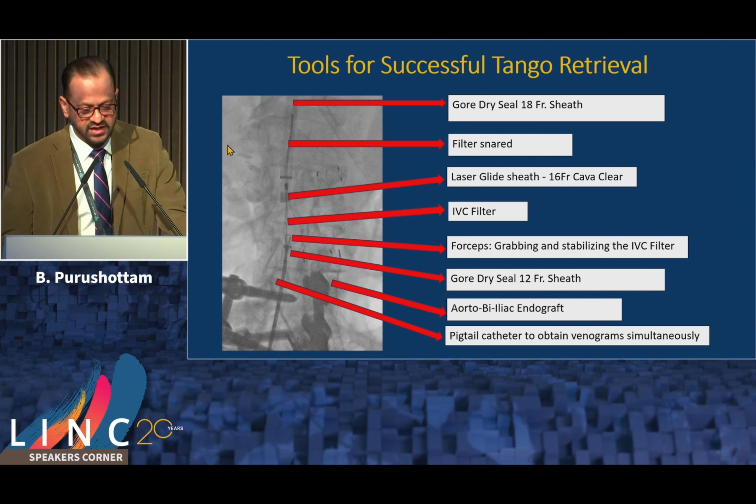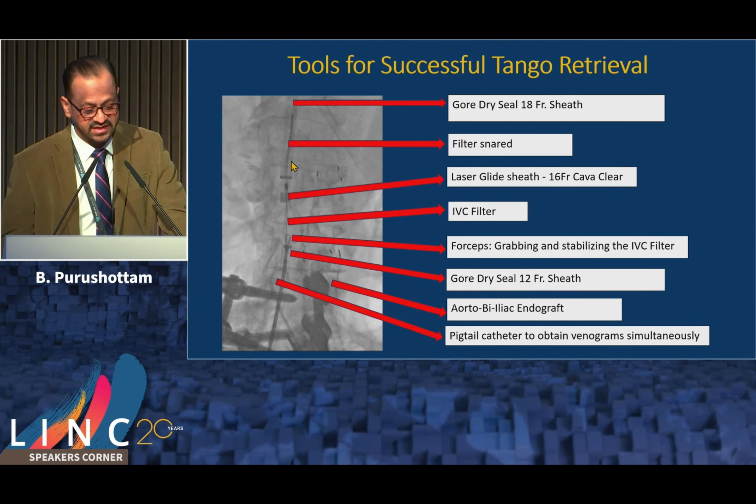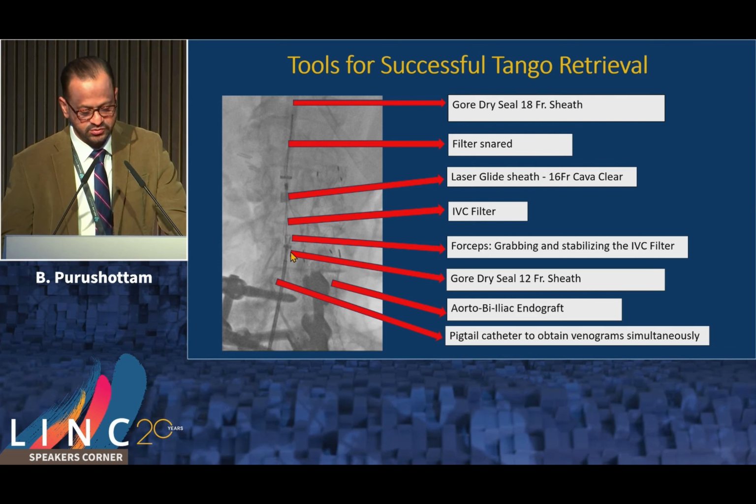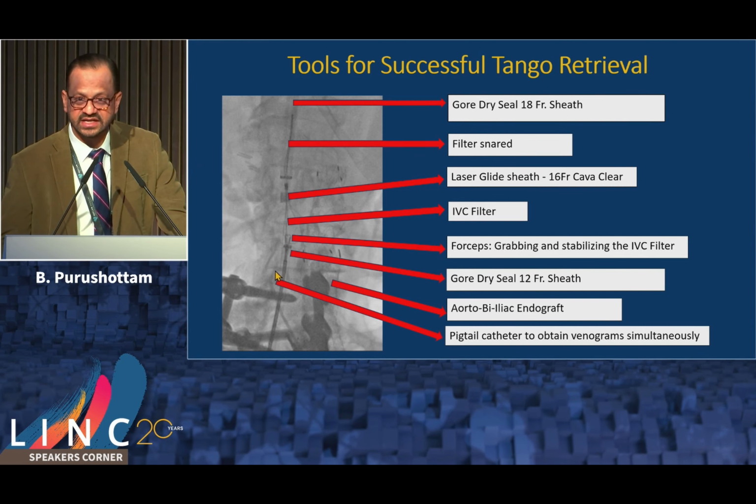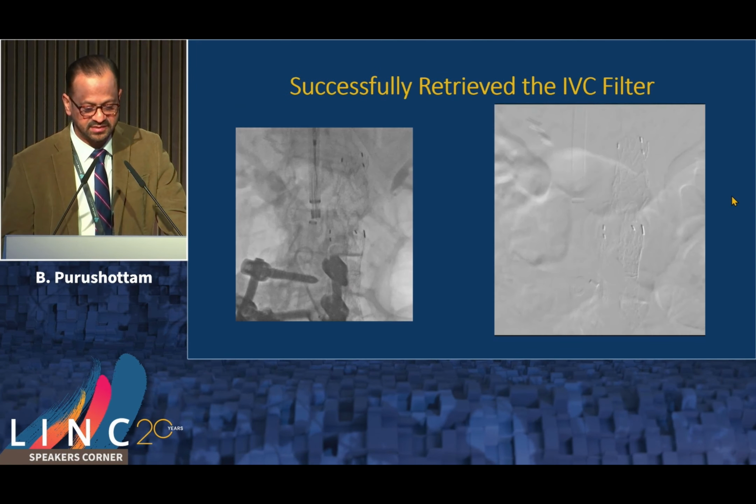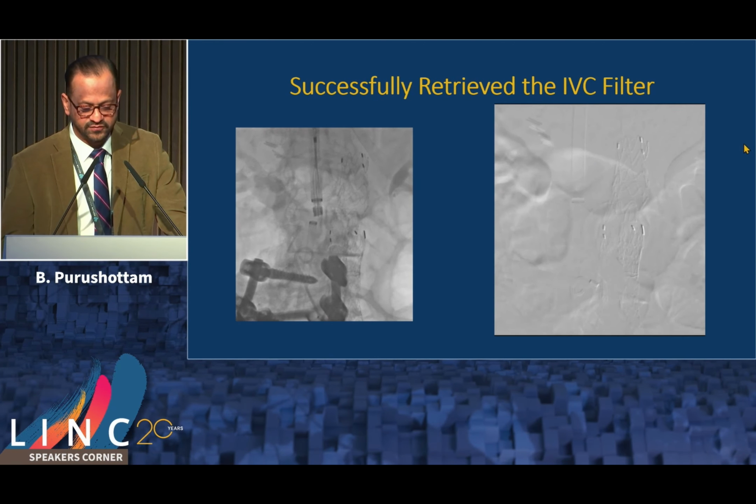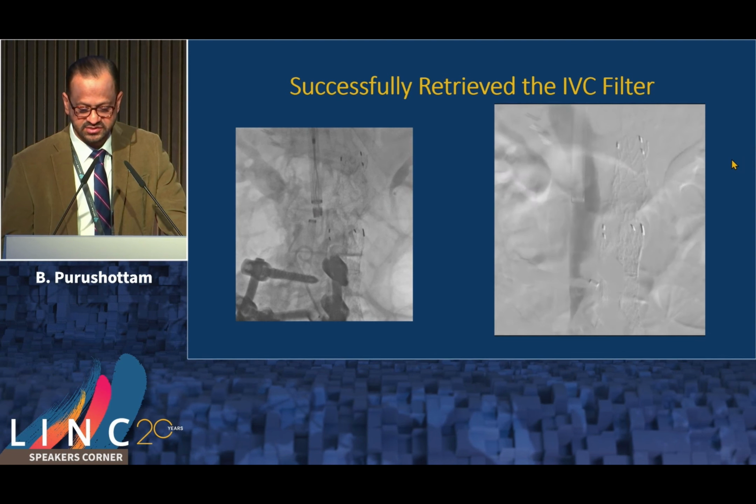Here I have the tango technique described. This is my 18 French gold dry seal sheath. That's the filter snared there. That's my laser sheath, here's the filter, and here's the forceps grabbing it from below. Then this is a 12 French sheath, that's obviously your EVOR. I always have a third access, a pigtail, to take pictures at the same time. Doing so, I was able to successfully pull the filter out and then took some pictures.